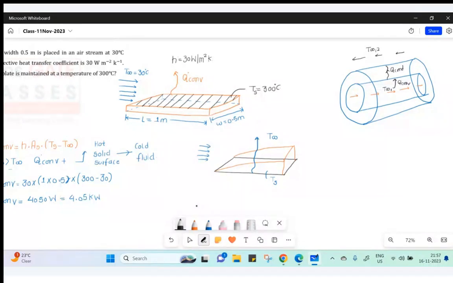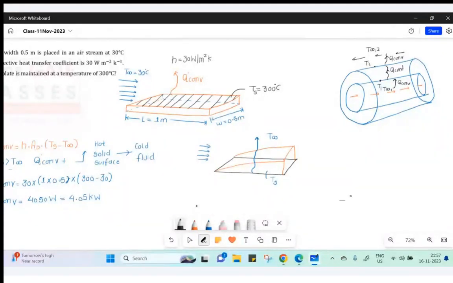And then finally, it is going to go to the cold fluid via convection. Is this clear? Your objective is you are trying to find out this. Let us say this is T1 and this is T2. So how is heat getting transferred?